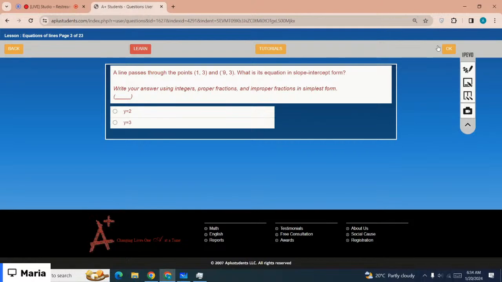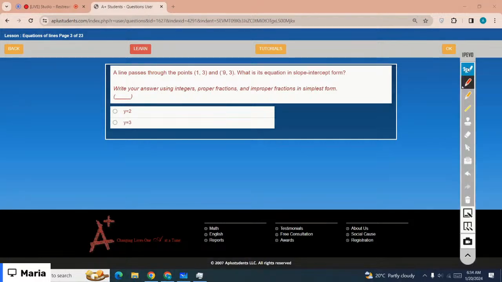Hold on. Slope intercept form, right? So first you have to calculate the slope. The slope is y2 minus y1, that is 3 minus 3, and negative 9 minus 1, that is 0. The slope is 0. You have to find the y-intercept. You can find it with y equals mx plus b, right? M is 0, so that is y equals b.